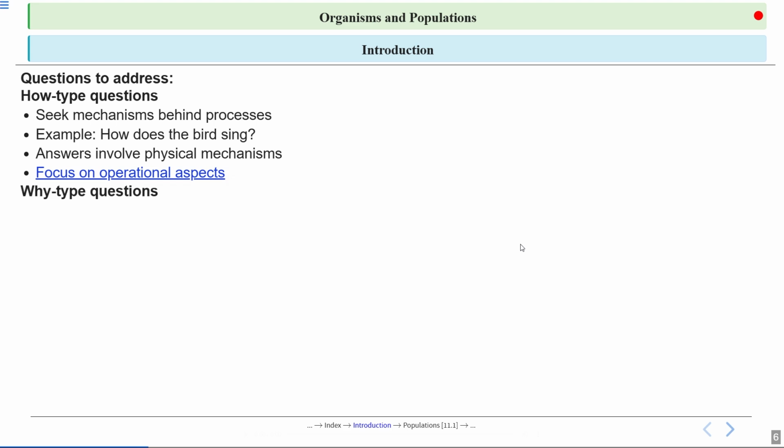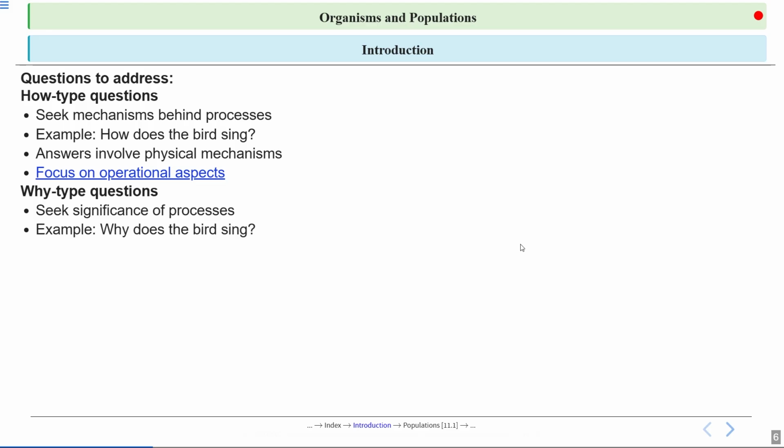Clear? Now, next are the why type questions. These questions are equally important because they help us understand the significance and purpose behind biological processes. When we ask why type questions, we are seeking the significance of the process. This involves looking at the reasons and purposes behind why something happens in nature.